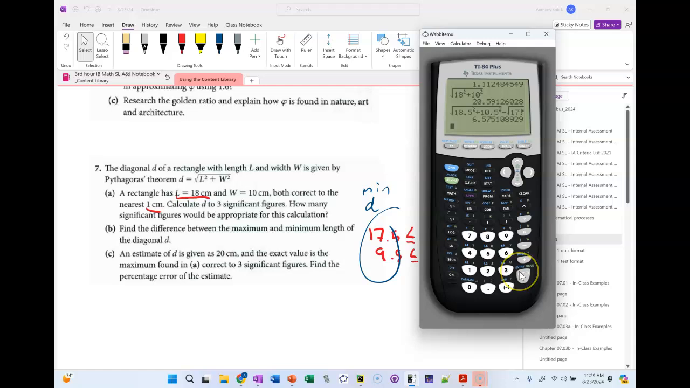In part C, it says an estimate of D is given at 20. Find the percent error, and the exact value is the maximum found in part A, correct to 3 sig figs. Okay, well the maximum from A would have been that first calculation that we did here, that I now regret doing all in one line. Oh, goodness gracious, come on now. Forget it, I'll do it all over again, that's fine.